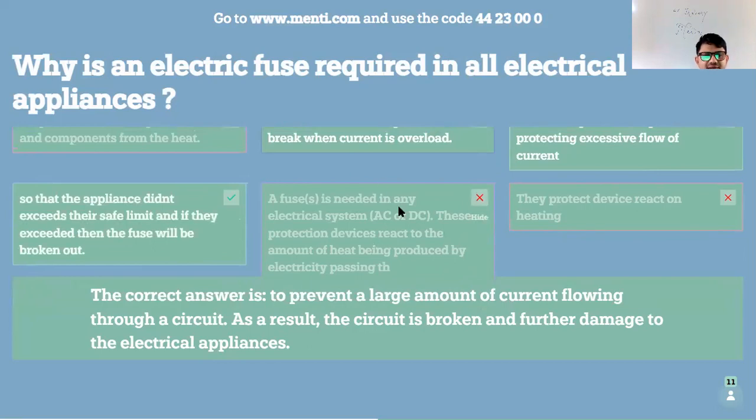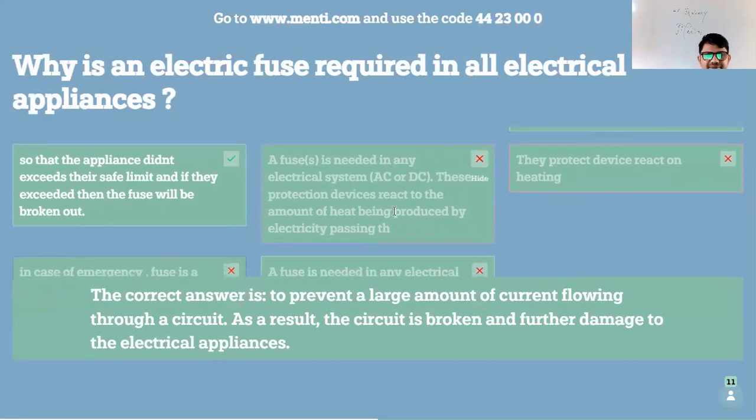Good. A fuse is needed in any electrical system, AC/DC. These protection devices react to the amount of heat being produced by electricity passing through. So this is a copy paste answer. It is clearly seen. वो ठीक से copy paste नहीं हो पाया because 150 words ही लेता है. So this answer I will not make it right. The protection device reacts not on heating, but on excess flow of current.